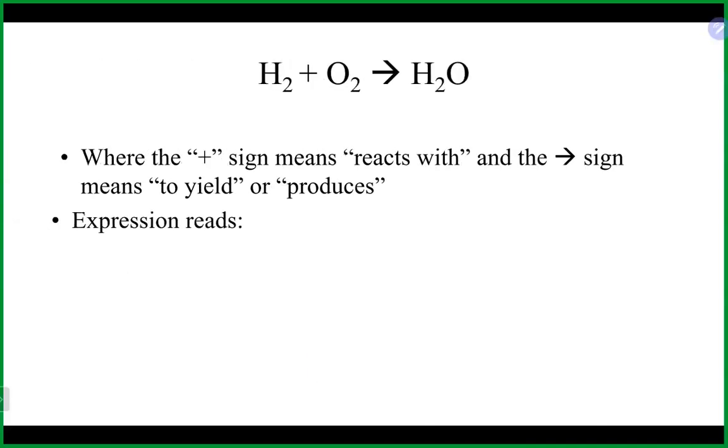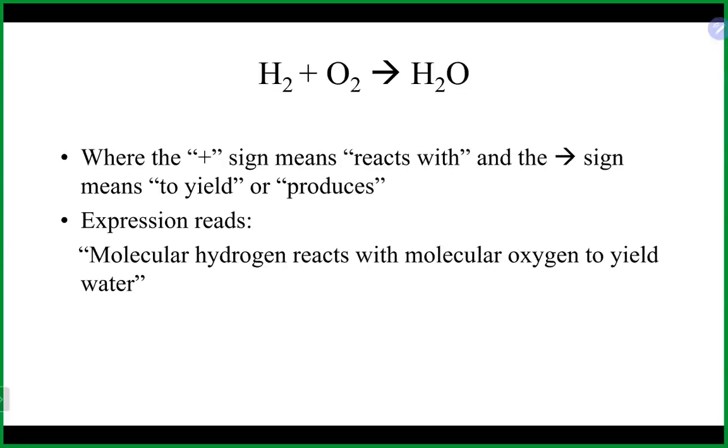So when we look at an equation, there's a couple of things that are important. We could say, for example, that molecular hydrogen, which is what hydrogen gas is oftentimes called, reacts with molecular oxygen to yield, or to form, which is what the arrow represents, or to produce some water in this particular case.